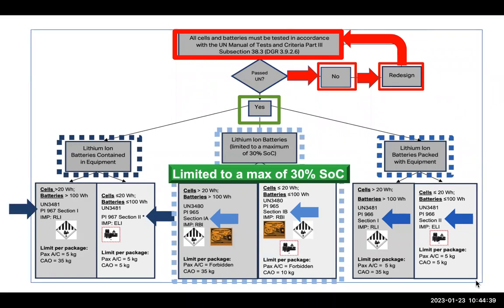So just in case either your watt-hour rating or your quantity per package has exceeded the limits, then you need to ship your lithium-ion batteries contained in equipment as section 1. And section 1 is fully regulated. For cells, the watt-hour rating should have exceeded 20 watt-hour rating. And for batteries, the watt-hour rating should have exceeded 100 watt-hour rating. The quantity limit for passenger aircraft is 5 kilograms per package. And for cargo aircraft only, we have 35 kg.